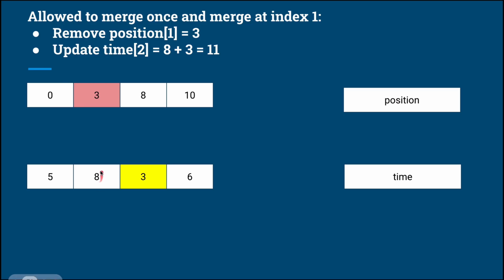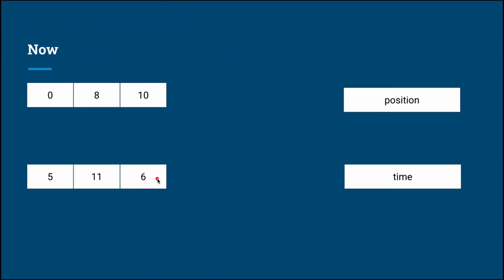How? This 8 plus 3 will become what? Because this time will be taken, right? If we are removing here, it means the next points will be 0, 8, 10, but this time gets added here. So we have to update the time at 2, at this position. This 8 plus 3 is 11, right? So now it will look like this: we have 0, 8 and 10, and this 3 plus 8 is 11, updated here.